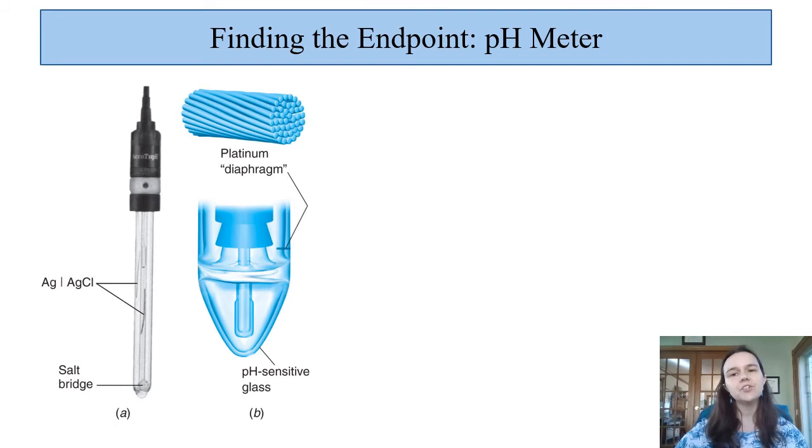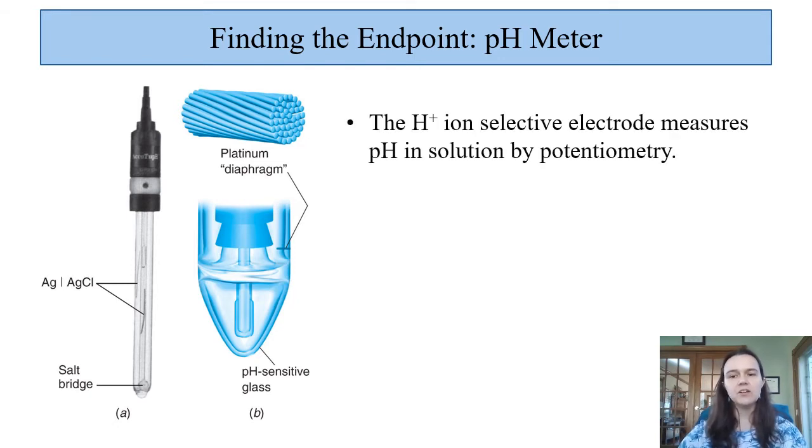Now I'd like to transition over to methods for finding the endpoint. The endpoint is the measured location of the equivalence point, which is when the reaction has gone to completion. Ideally, you get the equivalence point and the endpoint to be perfectly matched up with each other. Since we're talking about acid-base titrations, using pH meters is one way to measure them. Remember that a pH meter uses an ion-selective electrode that is selective for the H+ ion. And this is a type of potentiometry.